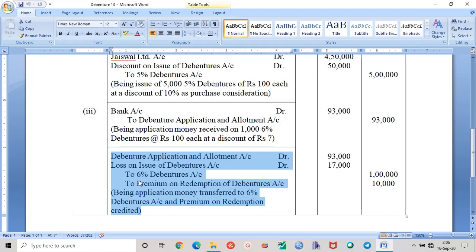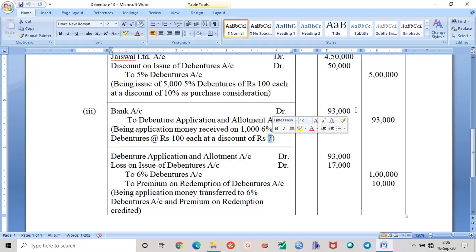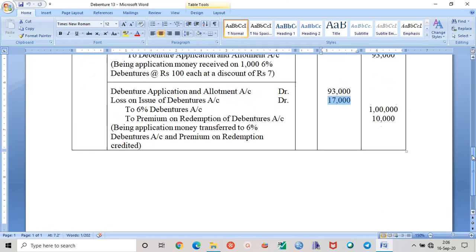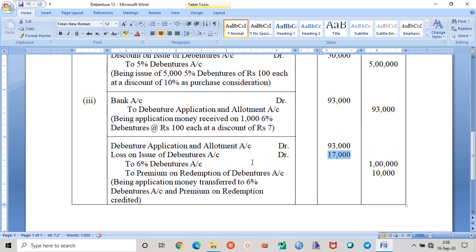So how much is the loss here? First of all, there is a loss here in the discount, at rupees 7. How much is the loss? 1 lakh minus 93,000, how much is the loss? 7,000. Again you are making the payment of this premium, so 10,000, right? So this is your 17,000, which is your loss on issue of debentures. So here you can see that it is the loss. So this is how you record the loss on debentures.